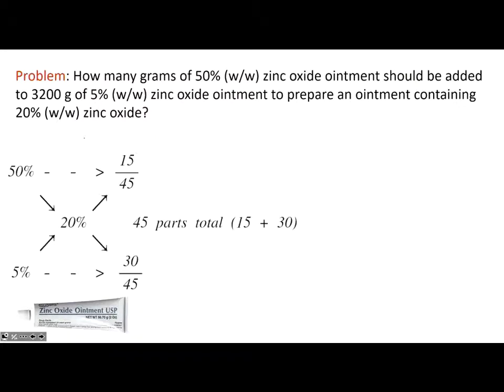So I'll try to describe it here. You can write it out. I put my 50 on top. I'll put my 5 down below. The 20% is the target. It's in the middle. All right?